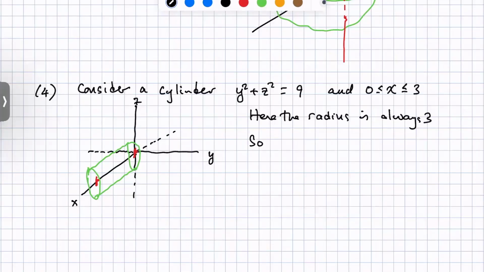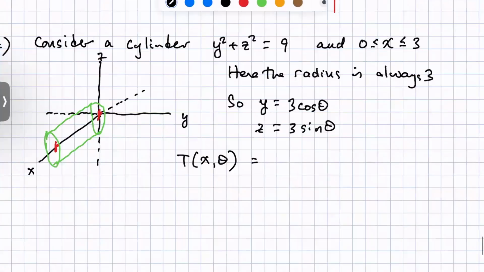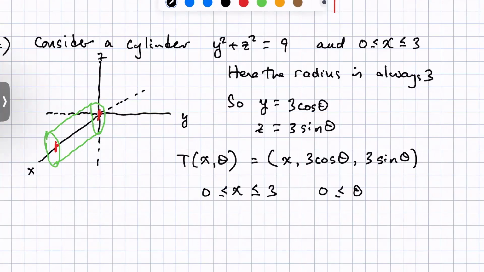So basically what happens here is that y and z represent the circular pieces. It's always going to be 3 cosine theta and 3 sine theta, and then x is just x. So you can write this parametrization as x, theta, where x is just x, y is 3 cosine theta, z is 3 sine theta, and x goes from 0 to 3, and theta goes from 0 to 2 pi.